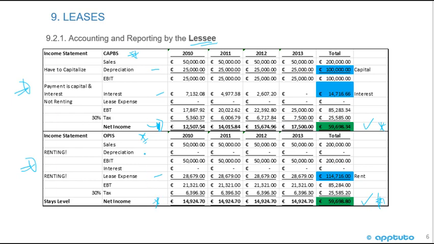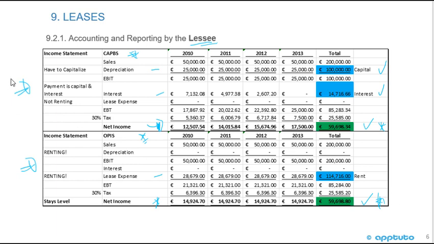Okay, so now this is giving a nice comparison, because on the previous slide we went through the calculations of how we got that interest of 7132, 0 8, 4977.38, and 2607. There's our interest, the 14,716 over the 4 years. Okay, we understand that. And there's our depreciation expense as well over the 4 years, the 100,000.